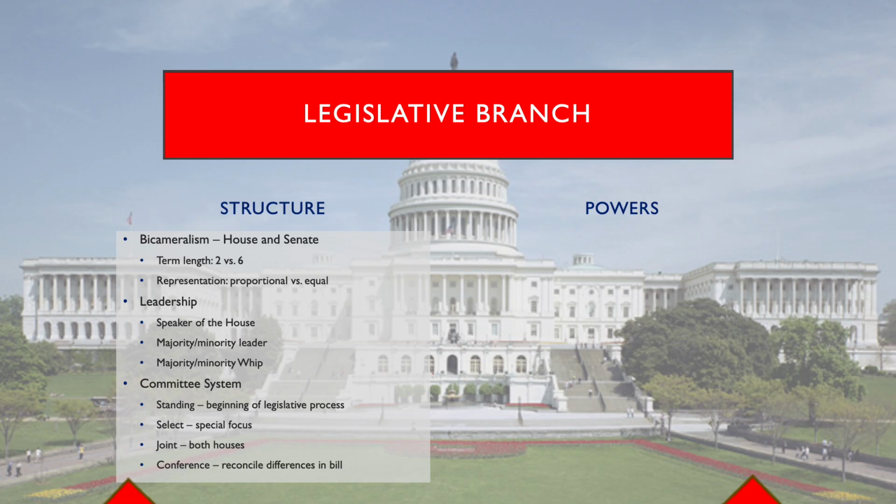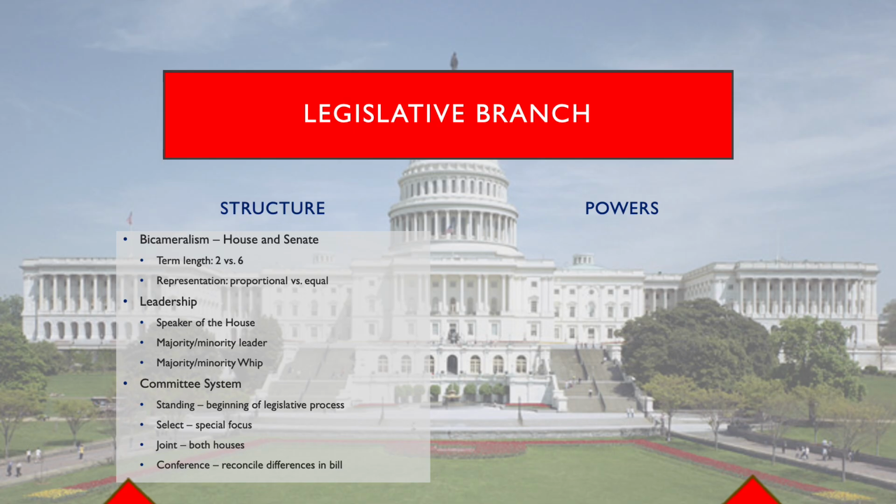There's a select committee on 9/11. There was a select committee investigating the election on January 6th, right? So you have these special focus committees. Joint committees, there's 4 of them. They involve members of both houses. They're less important. And the last important one is our conference committee.